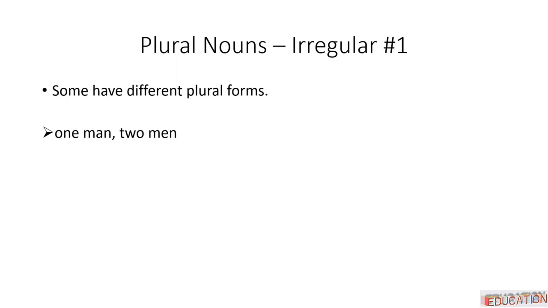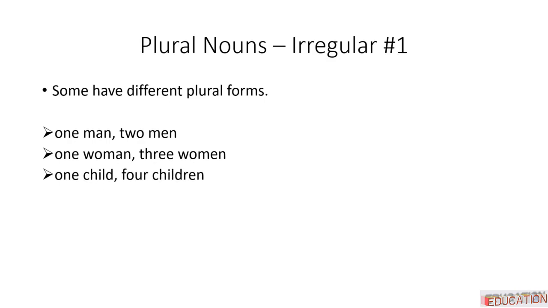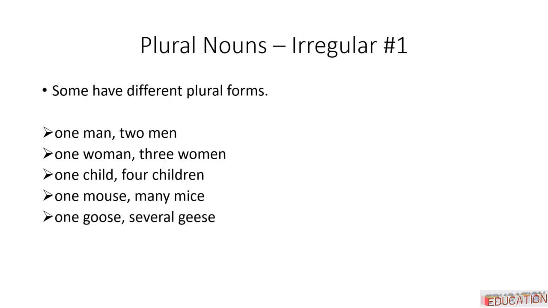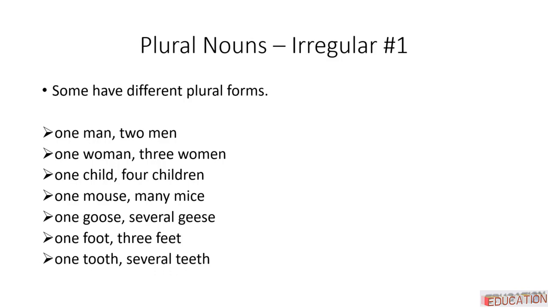As in one man, two men. Or one woman, three women. One child, four children. One mouse, many mice. One goose, several geese. One foot, three feet. One tooth, several teeth. And these are just some examples. There are many, many more that are irregular in the plural form.